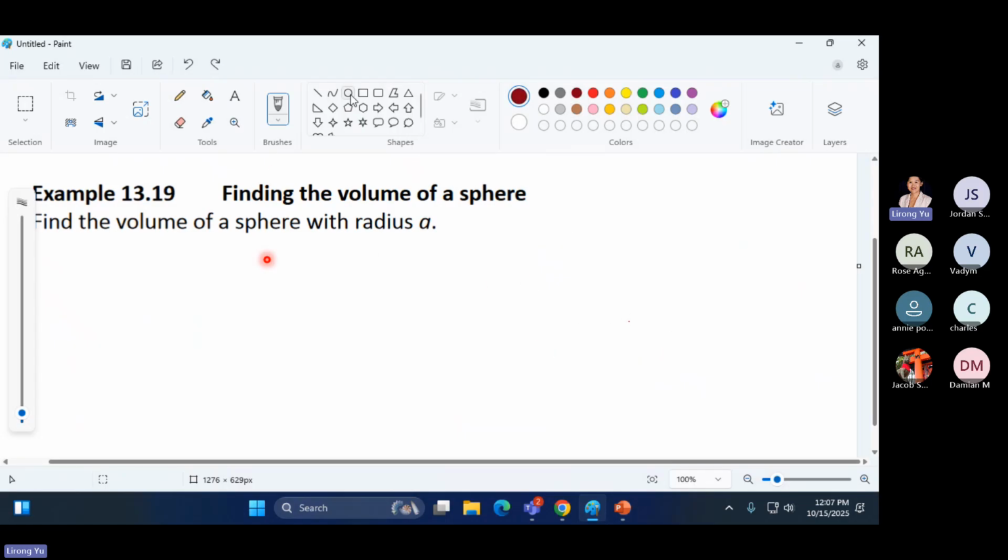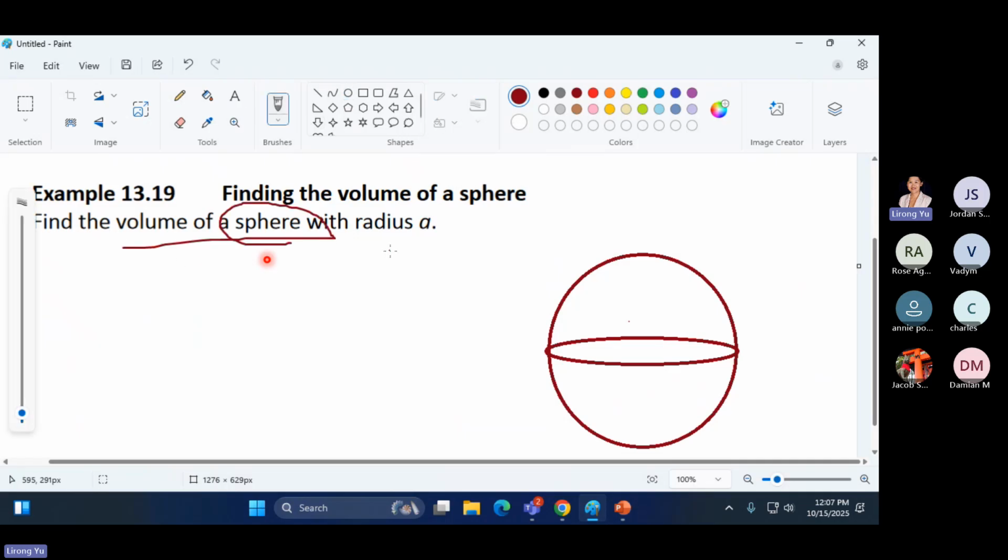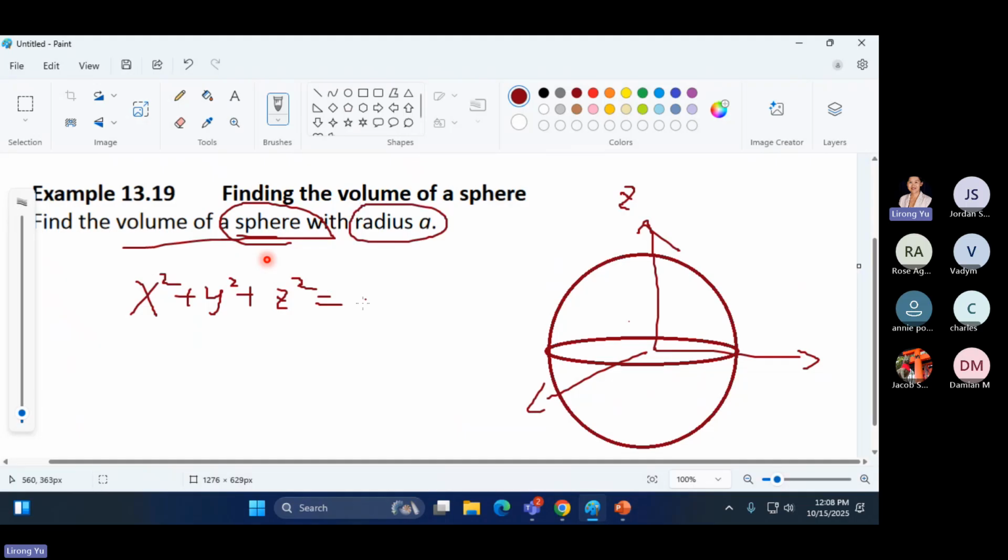Let's see how we draw a sphere. How do we represent a sphere? Find the volume of the sphere. Let's draw the x-axis, y-axis, and z-axis. I think we had the surface formula for a sphere, which is x squared plus y squared plus z squared equal to the radius a squared. That equation represents a sphere.